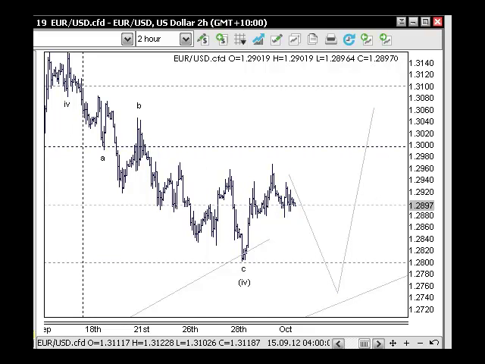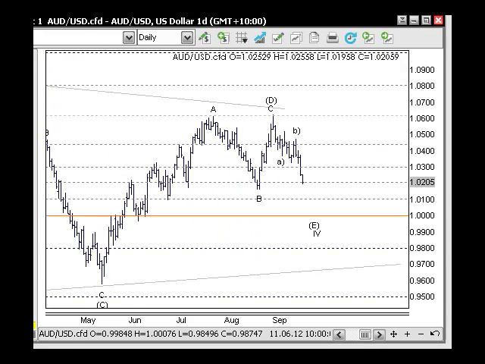And yes, the Australian dollar is much the same too, under a lot of pressure here. And if the S&P 500 does fail at the 1450, if that is the case, then it's going to give direct pressure to the Australian dollar here.